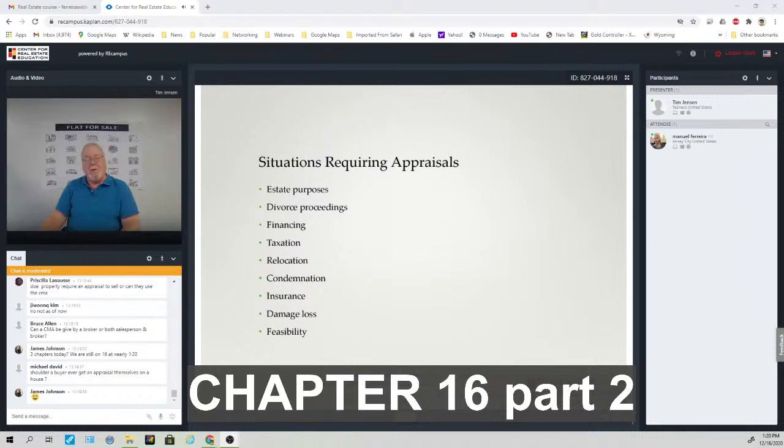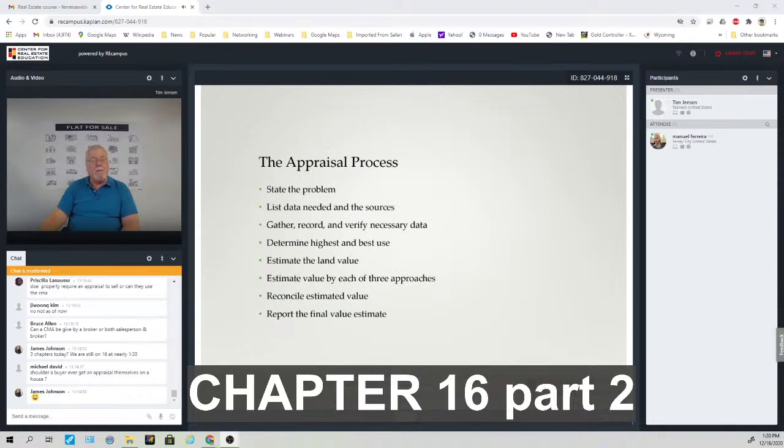Now, what requires appraisals? Well, many different reasons: estate purposes, divorce proceedings, financing, taxes, relocation, condemnation claims, insurance losses, damage loss, feasibility studies, all require CMAs or appraisals.